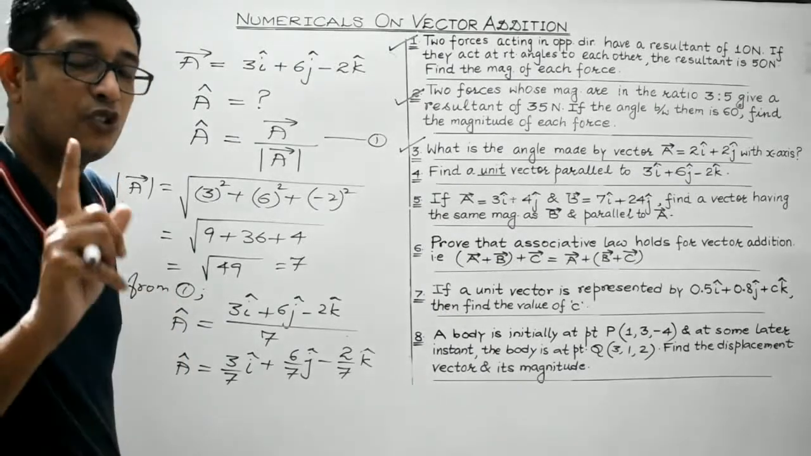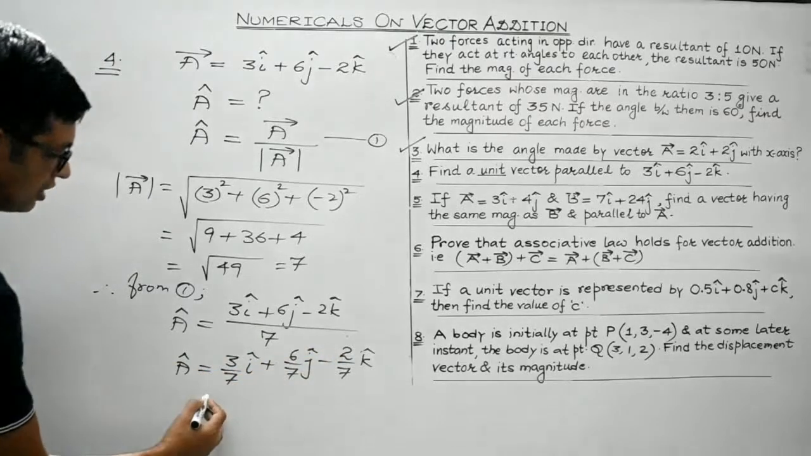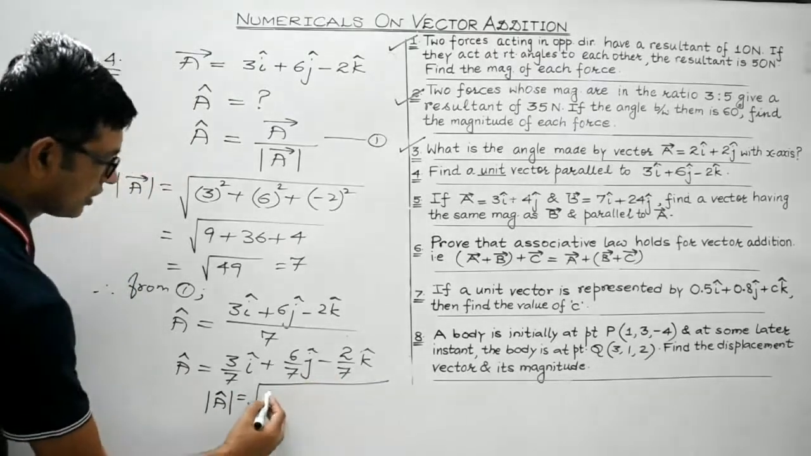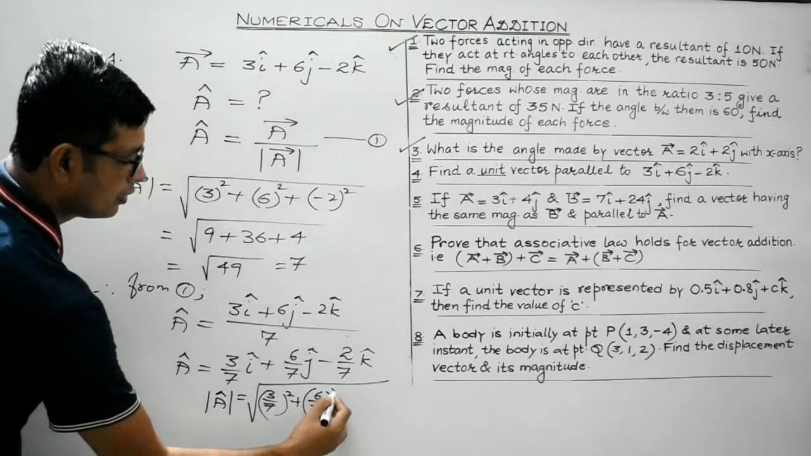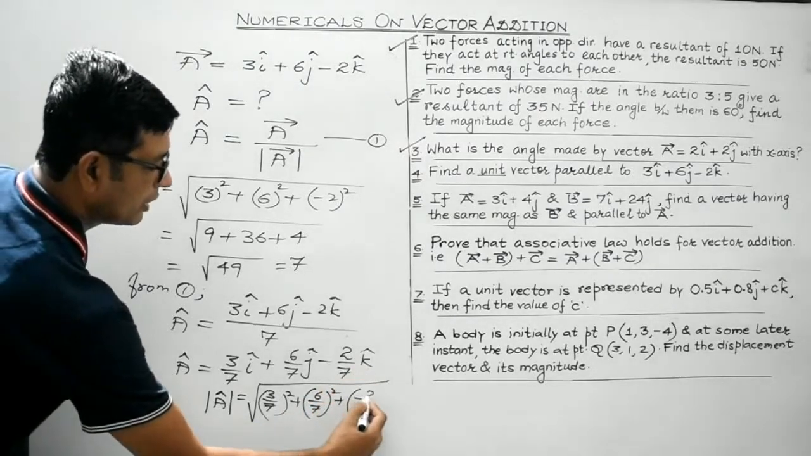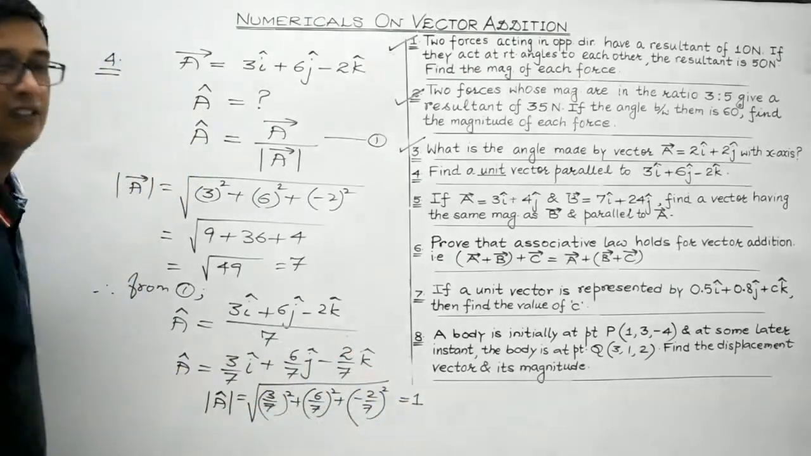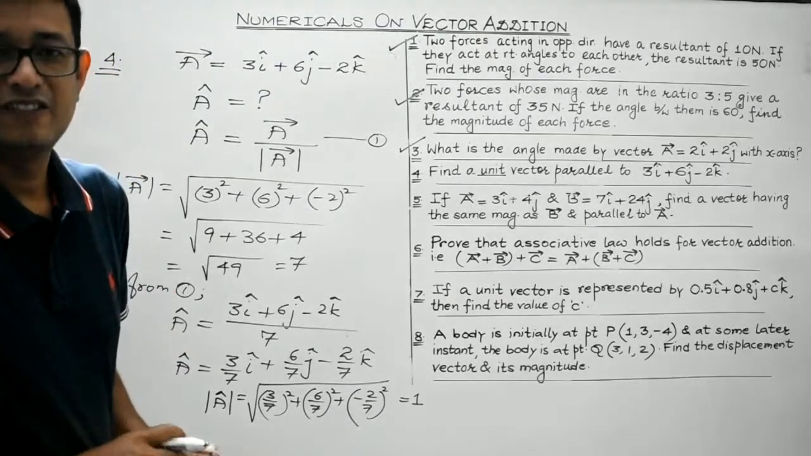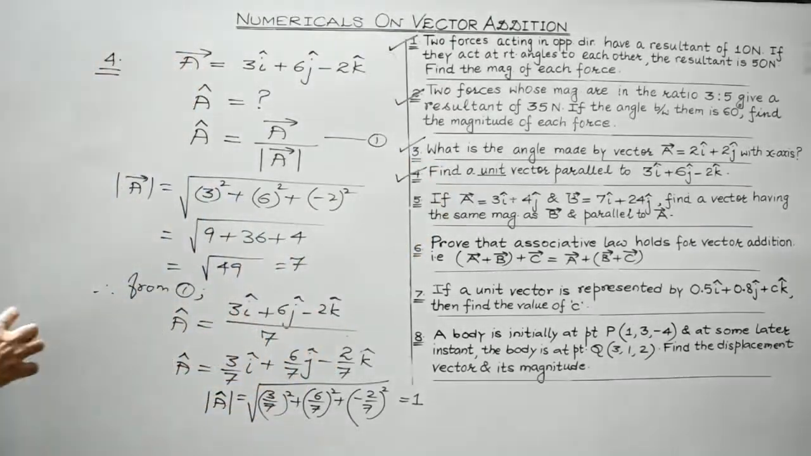Isn't it? The magnitude of unit vector is always 1. You can cross check it. Just try to find its magnitude and you will get 1. That is, it is just to cross check it. 3 by 7 whole square plus 6 by 7 whole square plus coefficient of k cap is minus 2 by 7 whole square. You should get 1 after solving it. So that will authenticate the result obtained by us. Clear, students? So we are over with question number 4 as well, right? Now let's discuss question number 5.